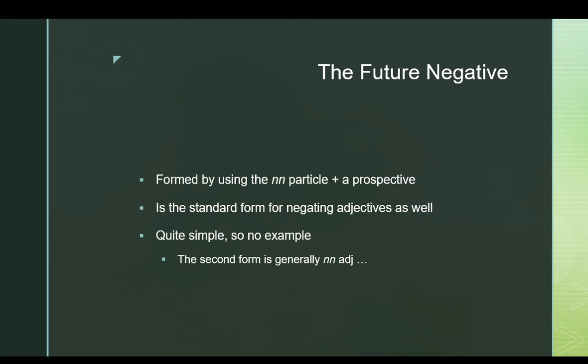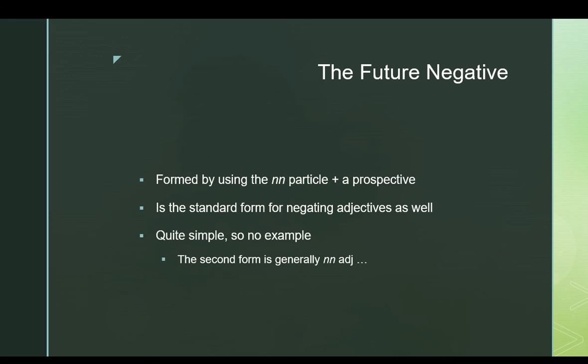Again, it's just a perspective clause, with which you should already be quite familiar, with nen in front of it, and it means this will not happen, rather than the perspective of wanting something to happen. Seems like the logical continuation.